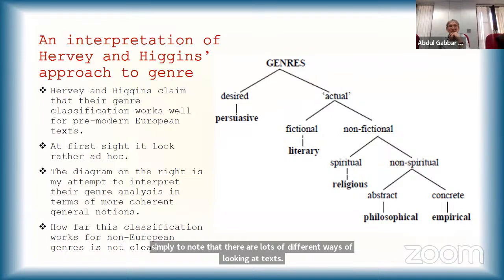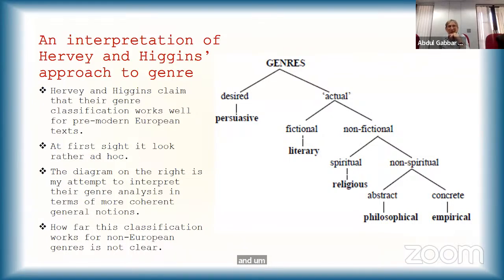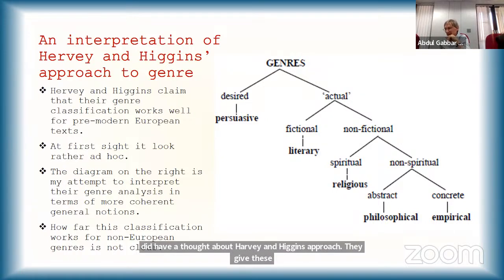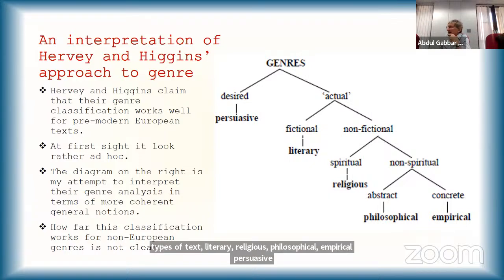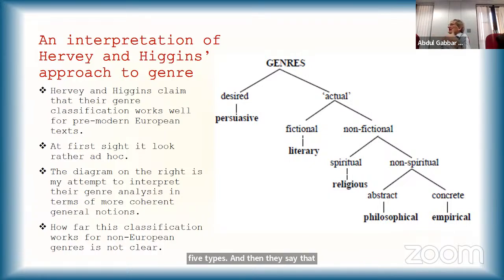I did have a thought about Harvey and Higgins' approach. They give these five types of text: literary, religious, philosophical, empirical, persuasive. And then they say that Western genres, until a few hundred years ago, fitted into this, but they never tell us why. Unfortunately, Harvey actually died a long time ago, and he was the person who invented this approach. I've asked Ian Higgins, who I know quite well, and he said, well, I don't know, because this was Sándor Harvey's idea.